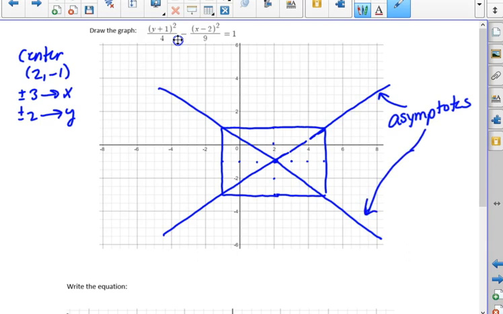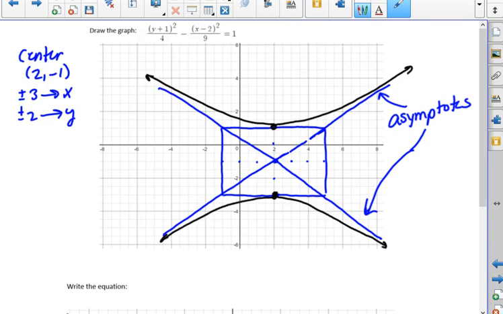Now, which direction does the graph open? Well, since it's a y squared first, it's going to open in the y direction. So the actual graph has its vertex right on the middle of the sides of the box, and then it curves and runs straight along the asymptotes like this. Curves and runs straight along the asymptotes like that.